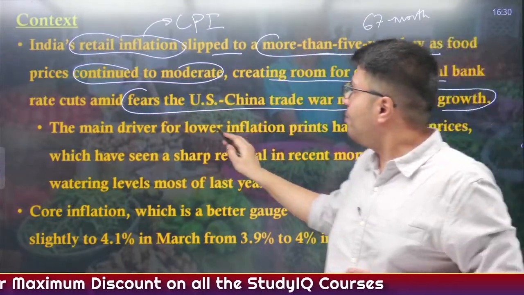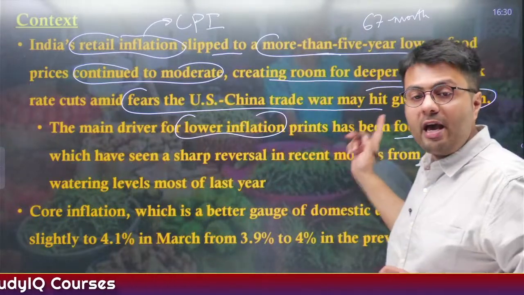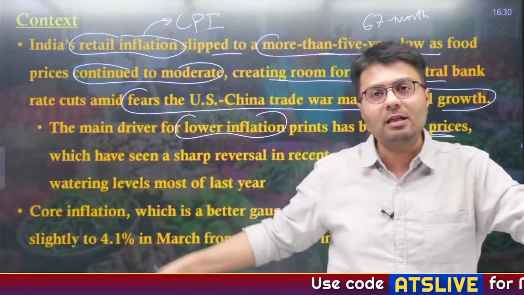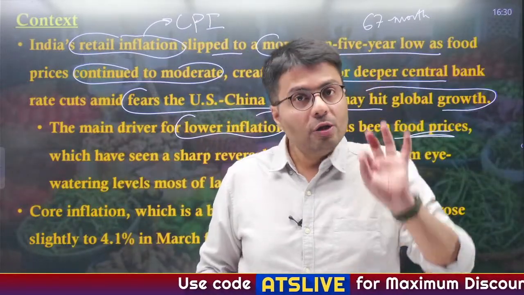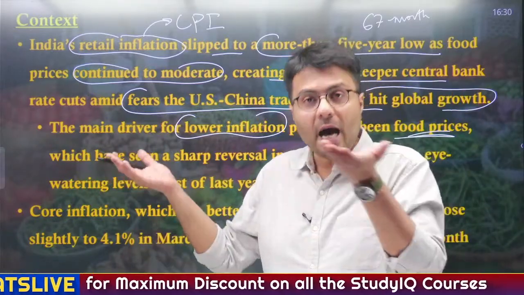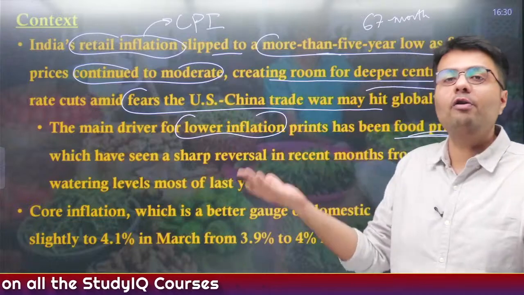And the main driver for lower inflation in India has been the cooling down of food prices. And why have food prices cooled down? Because last year also, as per the previous article discussion, I told you rainfall was good. So as rainfall was good, the amount of food grains produced in the country was high. Food grains did not get damaged due to lack of water, and hence the supply of food grains was sufficient.